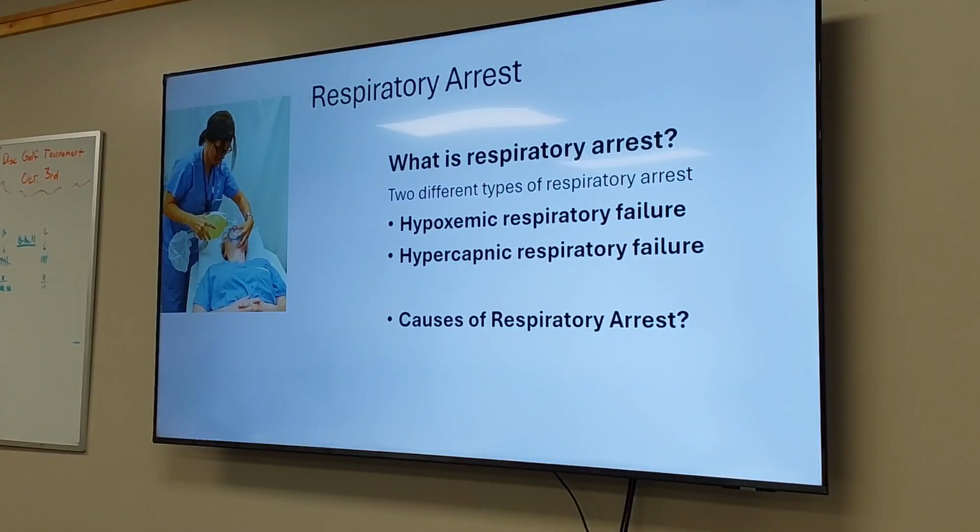So it happens when the respiratory system fails to oxygenate the blood properly. Pneumonia, pulmonary embolism, ARDS. There's two different kinds of respiratory arrest, two different types. So hypercapnic respiratory failure. Anybody? Too much CO2. Correct. The system fails to remove enough CO2 from the blood.